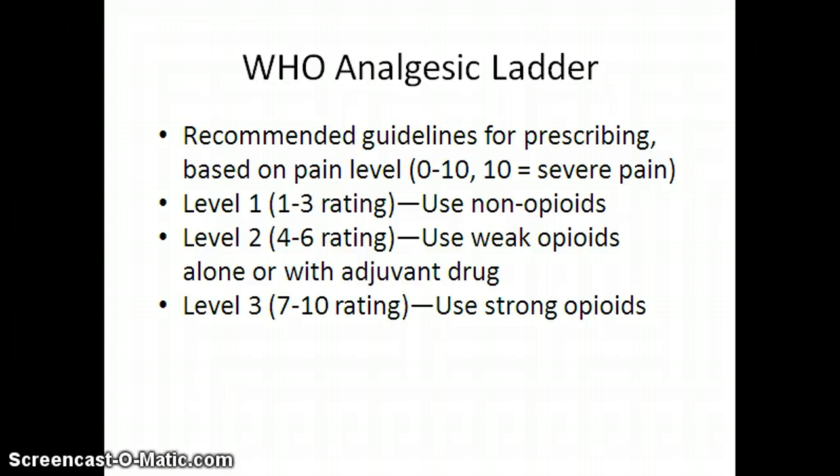When our patient's pain is at a 7 to 10, that would categorize them as a level 3, and that's when we're going to need to start using strong medications, so the full opioids, morphine, MS-Contin, oxycodone, Duramorph, fentanyl, Duragesic, those types of things. So the higher their pain level, the more medication we need to administer them.